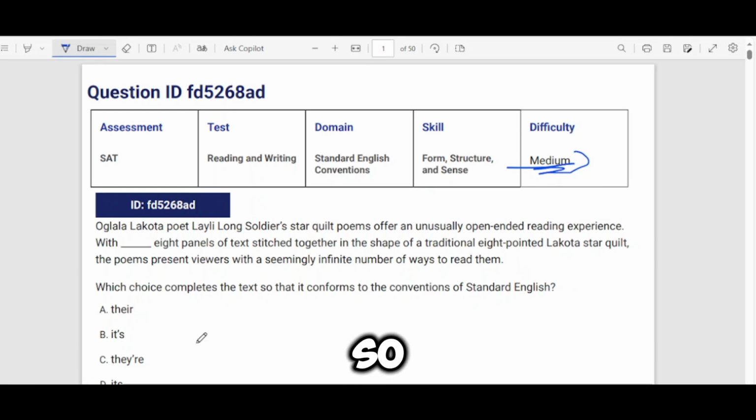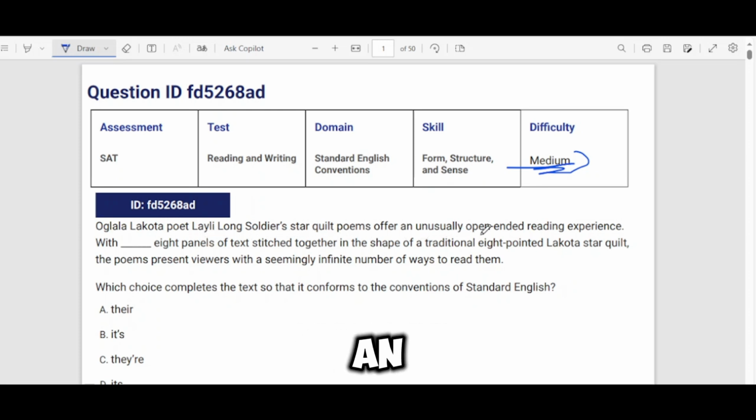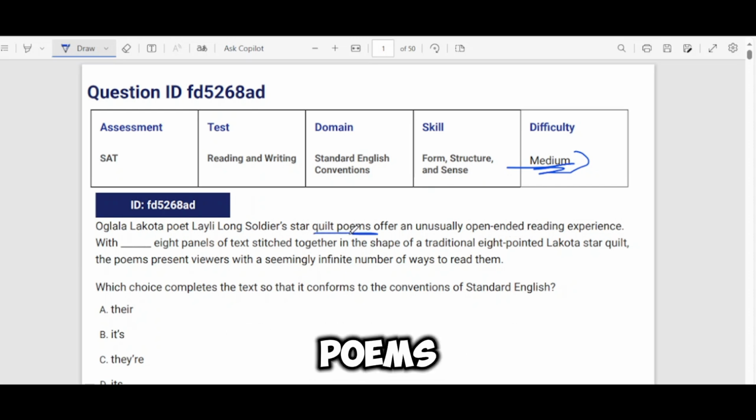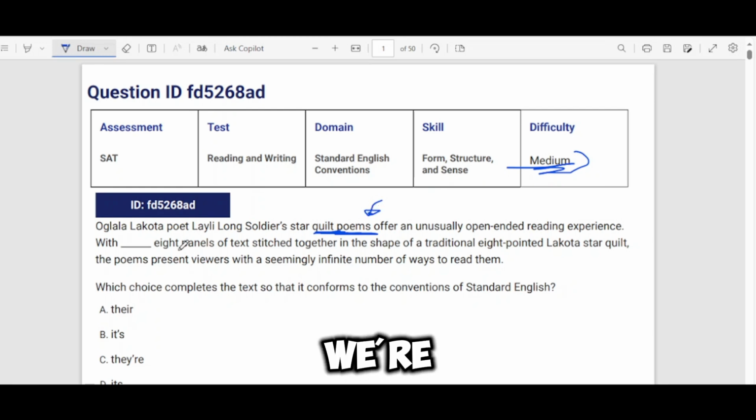Okay, so with dash 8 panels of text stitched together. Okay, what are we talking about here? Oglala Lakota poet Layli Long Soldier's star quilt poems offer an unusually open-ended reading experience. We're talking about the quilt poems here, and poems is plural here. All right, so we're going to be expecting a plural thing here.